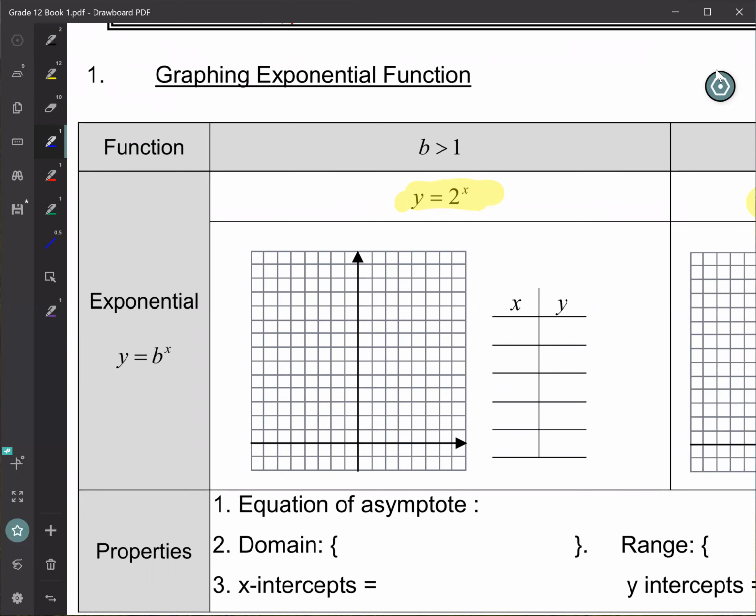So we are going to use some basic points that we've been using all the time: -2, -1, 0, 1, 2. Can you plug them into the x and then find the y value? Once you finish the table, please raise your hand. Plug in the x and get the y value.